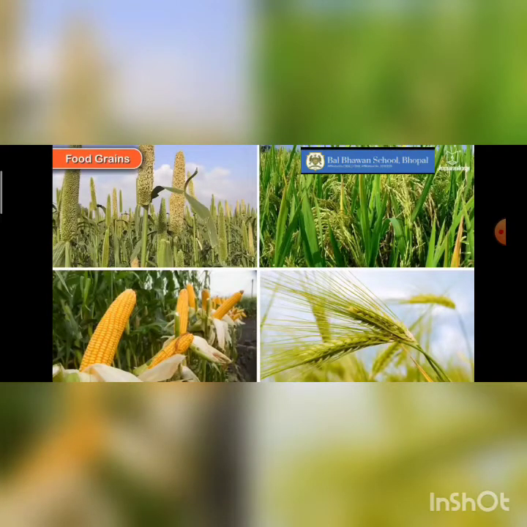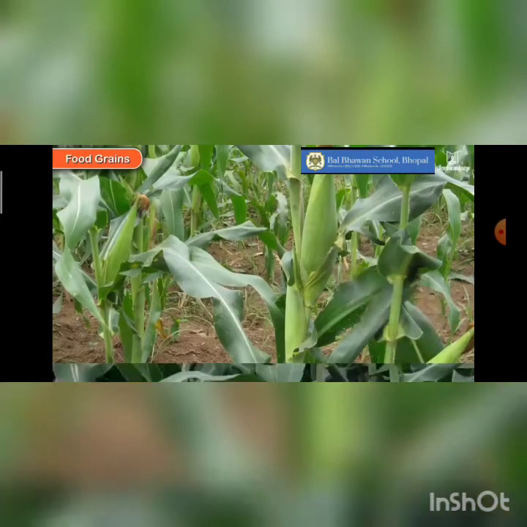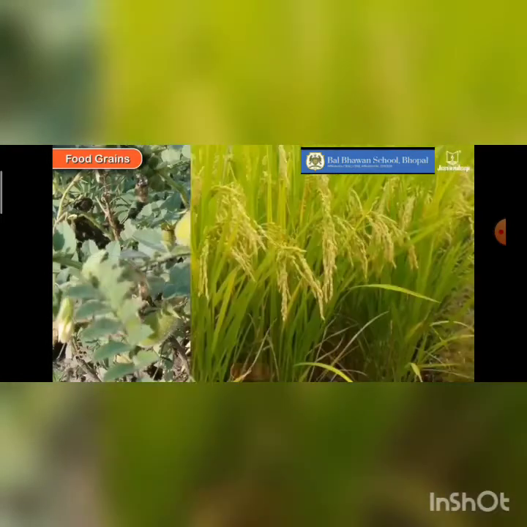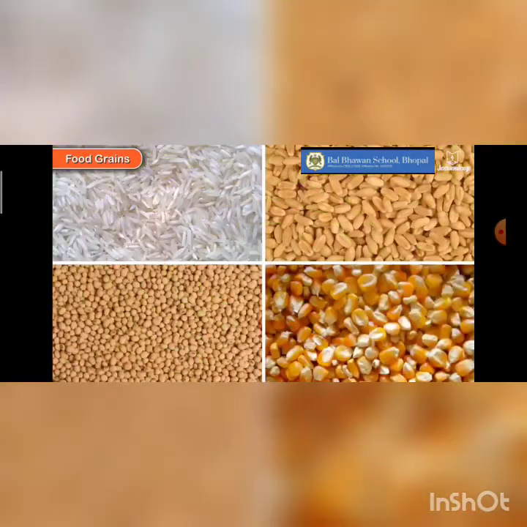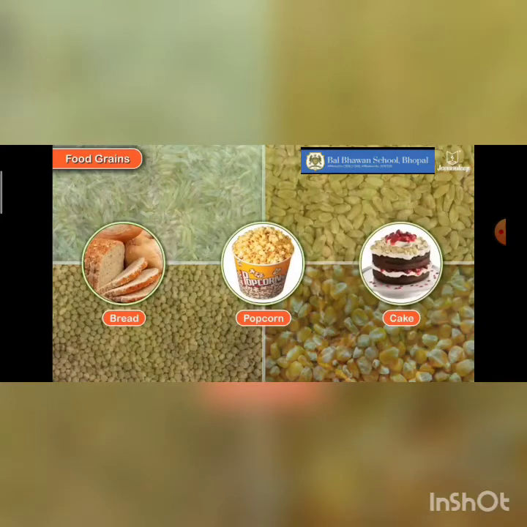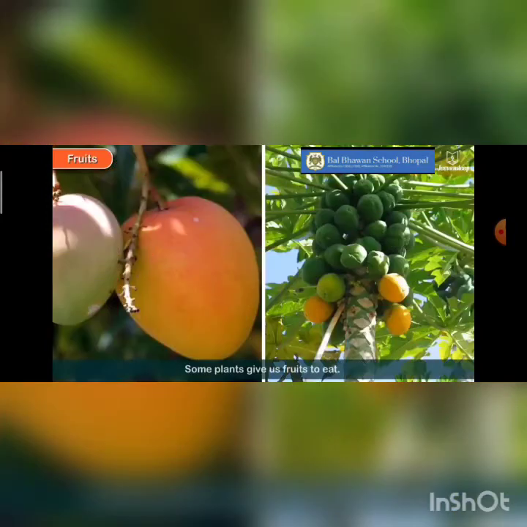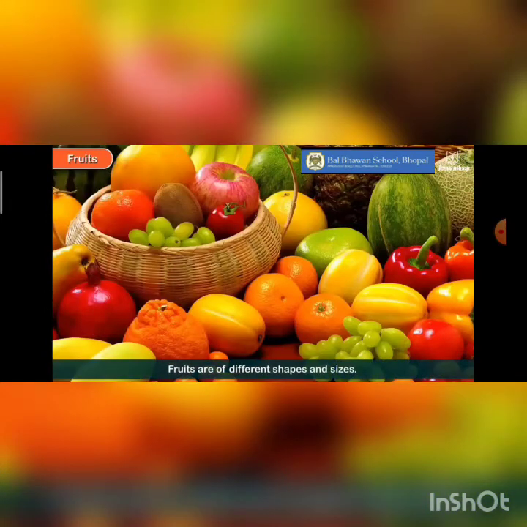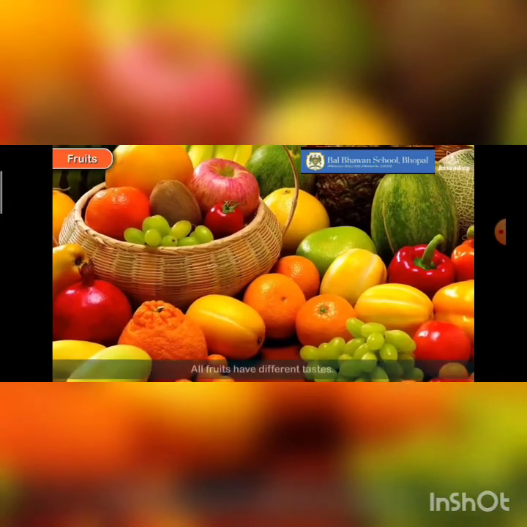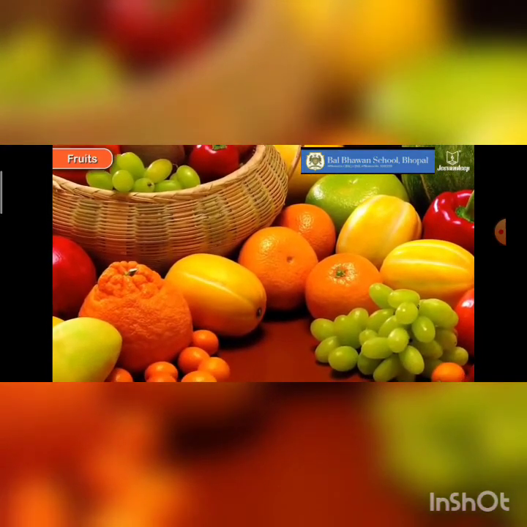Now, food grains are also obtained from plants. Food grains include wheat, rice, maize, jowar, gram. So, we get food grains from plants, and we get bread, popcorn, cake, all these things from food grains. Now, different fruits we also get from plants, and fruits are very fresh and juicy. We love to eat them. They are also of different shapes, colors, sizes, and tastes.